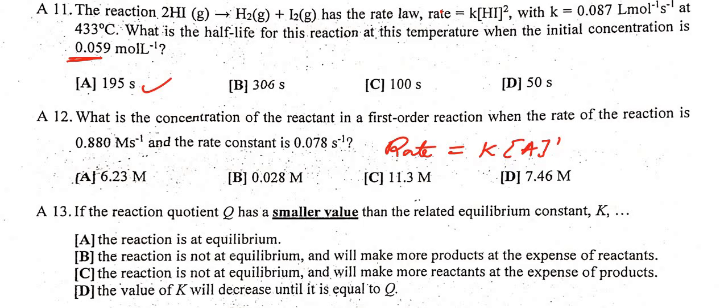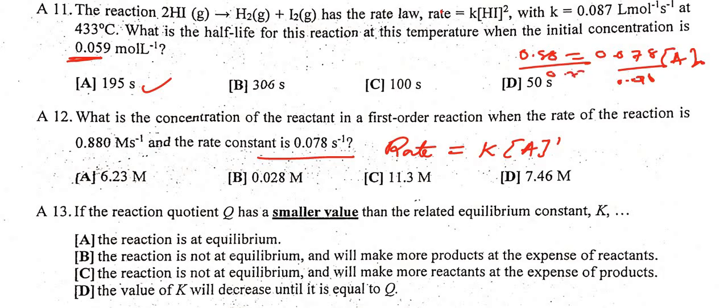So the rate is going to be given as this guy here, the same one that we have. The rate is 0.88, the constant is 0.078. We're looking for the initial concentration. So we cancel this, and when you divide, what do you get? 11.8. Yeah, so the answer here has to be C, so this is okay.